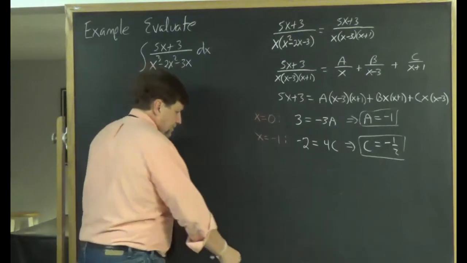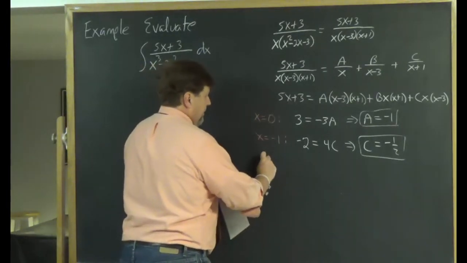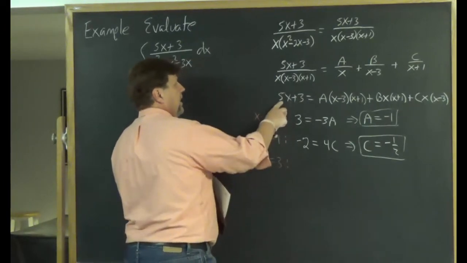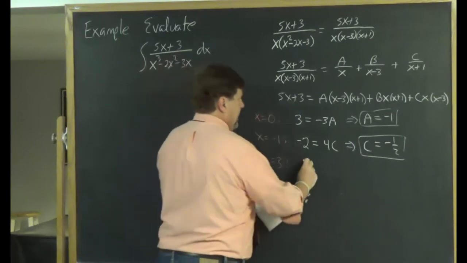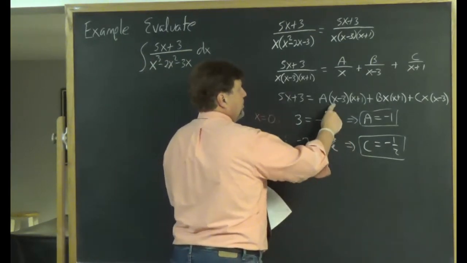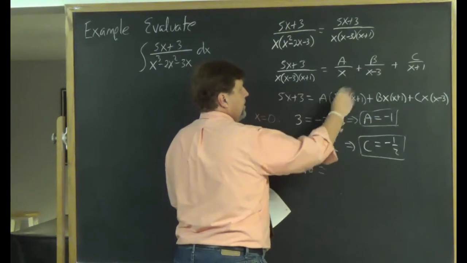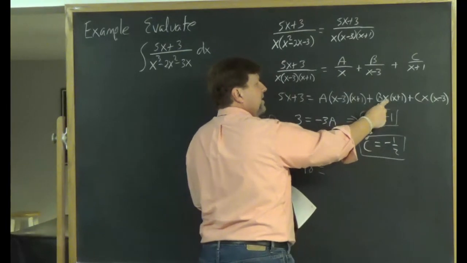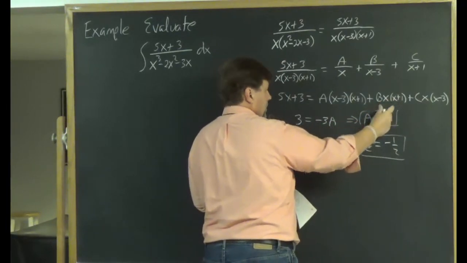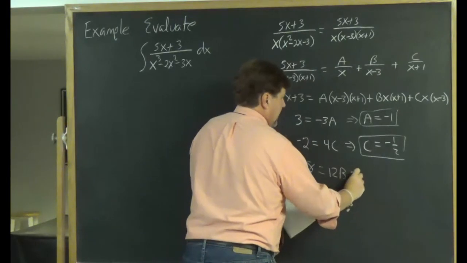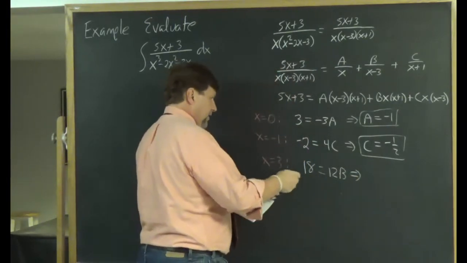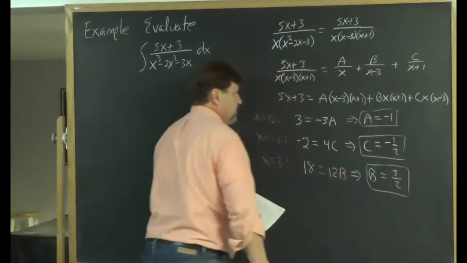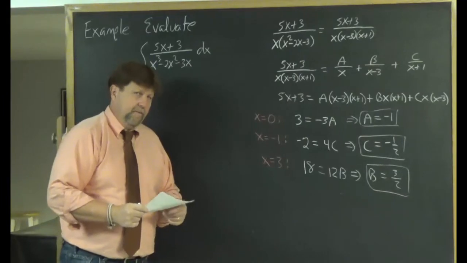We need to still determine B, and I have one more convenient number left to pick for x. That's x equals 3. So 5 times 3 plus 3 is 18. 3 comes in here for x. This factor is 0, so that's gone. This factor is 0, it's gone. So when 3 comes in here for x, we have 3 times 4. That gives us 12B. Divide both sides by 12, and we get, reduced down, B is 3/2.